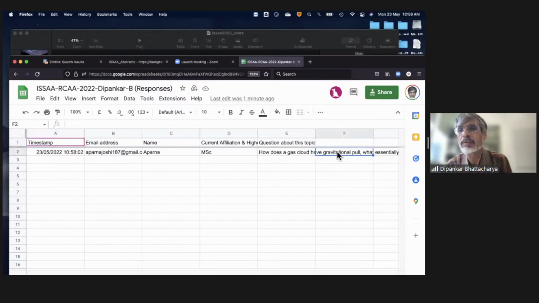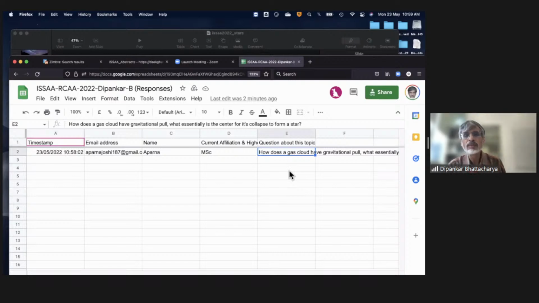How does a gas cloud have a gravitational pull? Everybody has a gravitational pull. So even in your body, every molecule attracts every other molecule by gravitation, except at this scale other forces are more dominant. But gravity is always present.